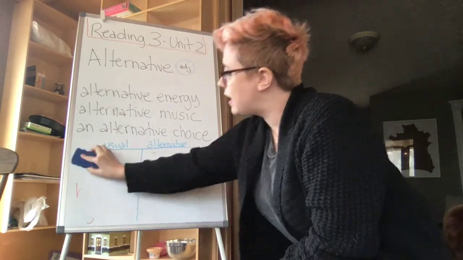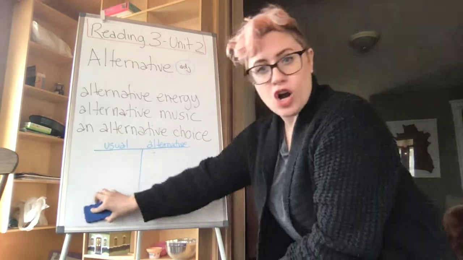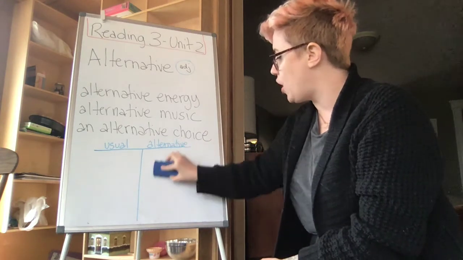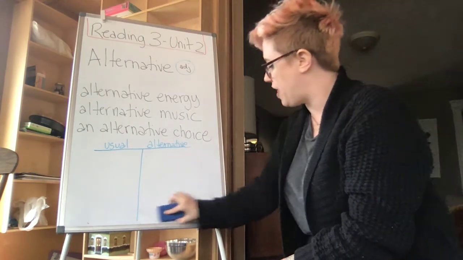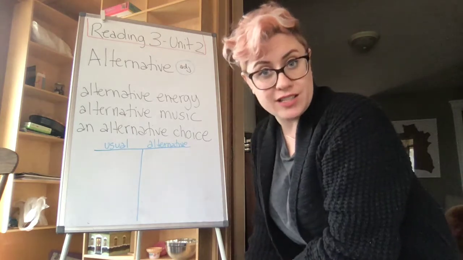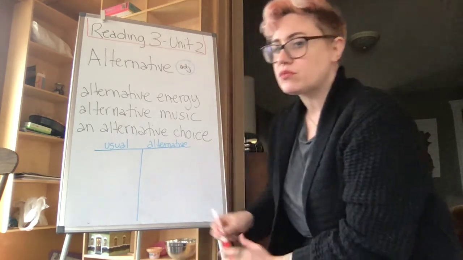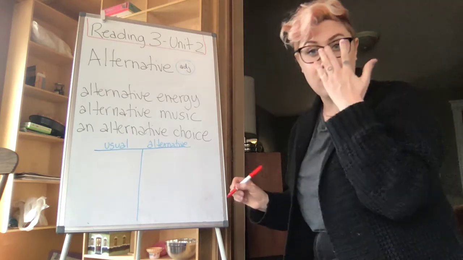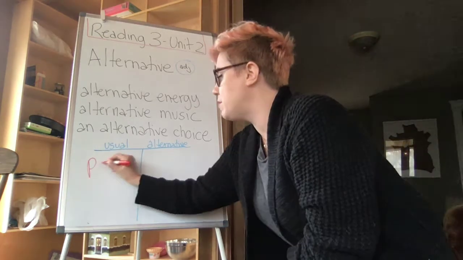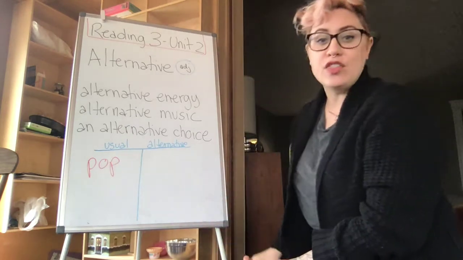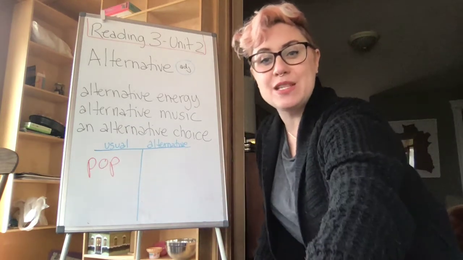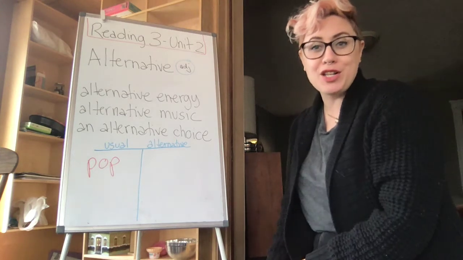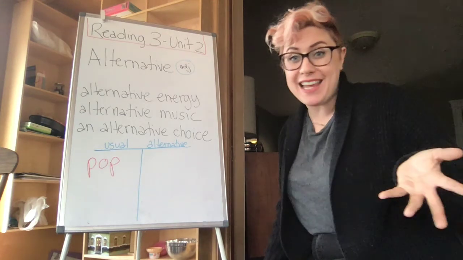Okay, so what I want you to do now is to think about what this means for music. Like, what do you think are like usual or common genres of music, and what do you think we would call alternative music? So for a usual, like the most usual form of music is probably pop, and the reason it is called pop is it comes from the word popular, and popular means most people like it.